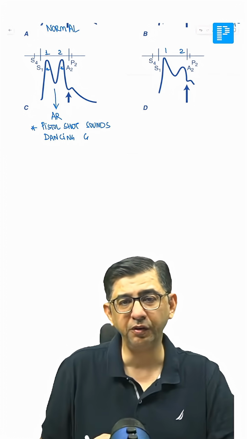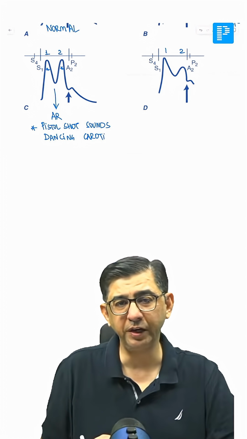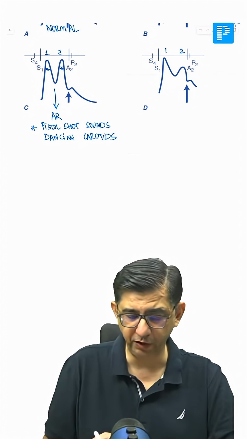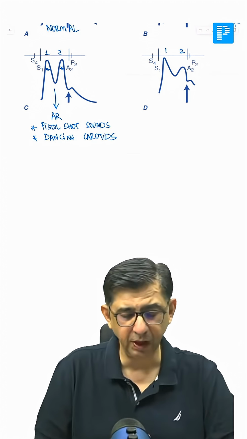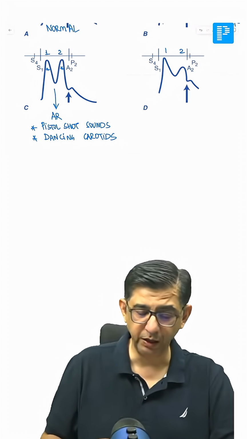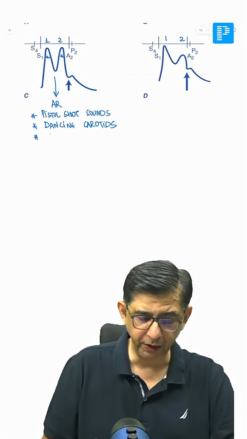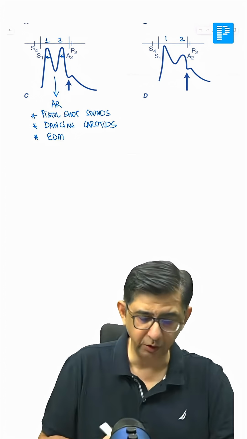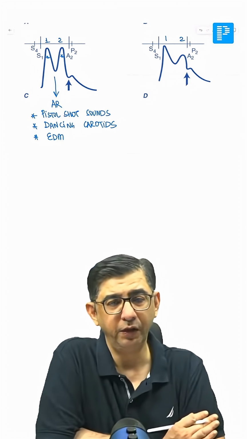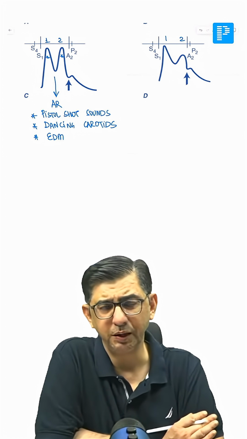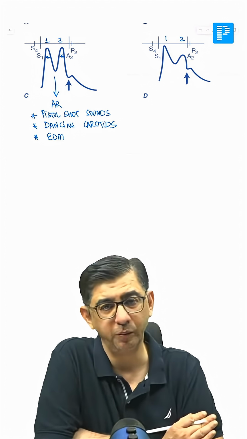In case of valvular aortic stenosis, it is carotid thrill, and here it is dancing carotids that would be given in the question. And along with that, it would be an early diastolic murmur. Instead of drawing it, I'm just highlighting the terminology here. That would be EDM, that is early diastolic murmur. So the size of the two peaks is almost equal.